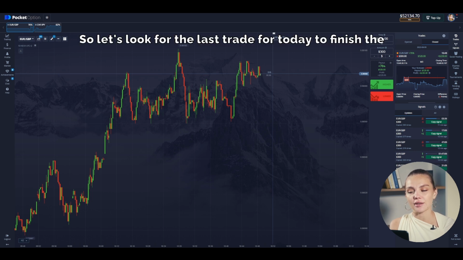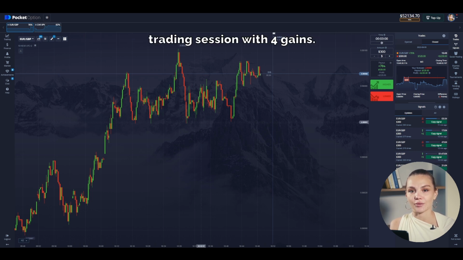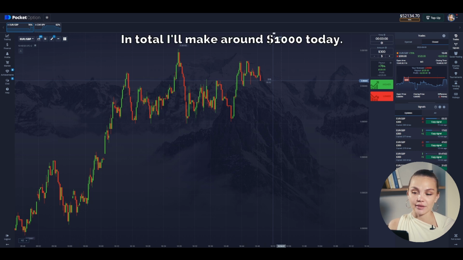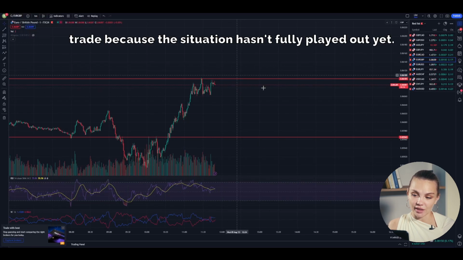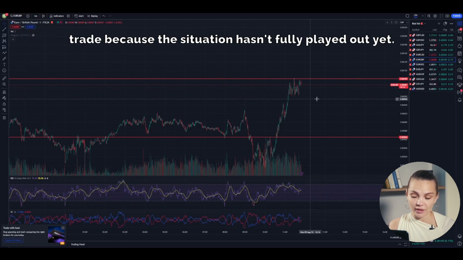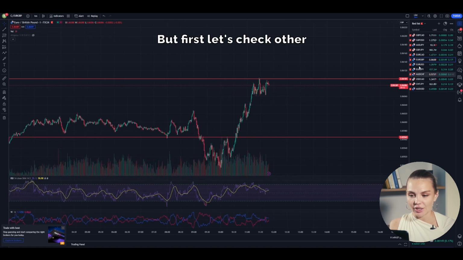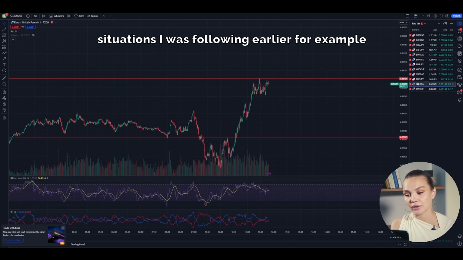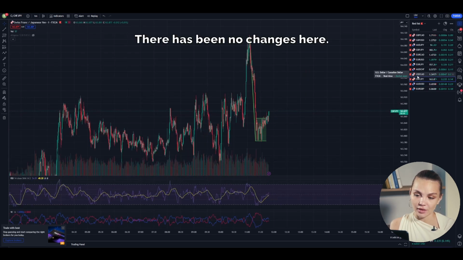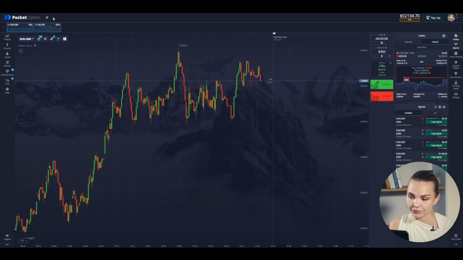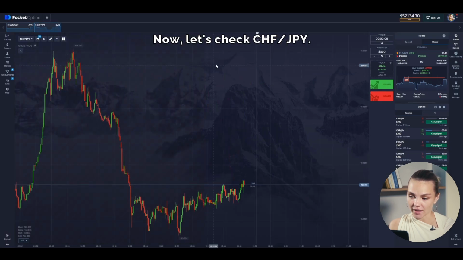So let's look for the last trade for today to finish the trading session with 4 gains. In total, I'll make around $1,000 today. By the way, we could re-enter the Euro and British pound trade because the situation hasn't fully played out yet. But first, let's check other situations I was following earlier. For example, Australian dollar and US dollar. There has been no changes here. Now let's check Czech franc and Japanese yen.